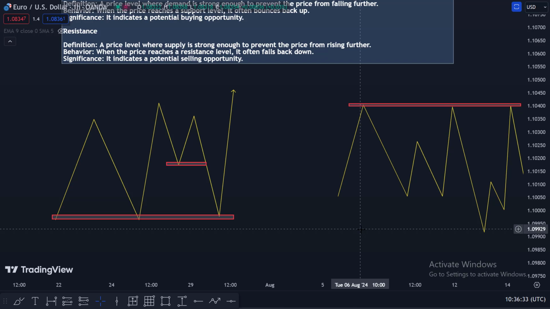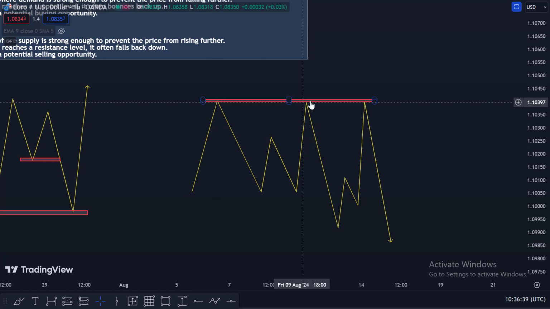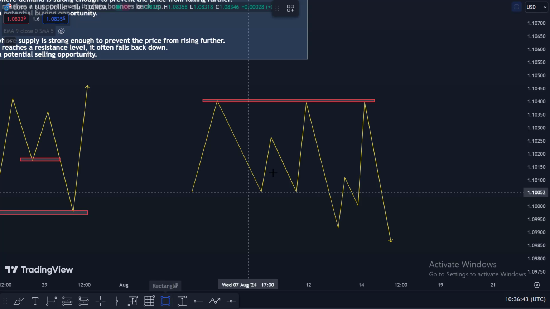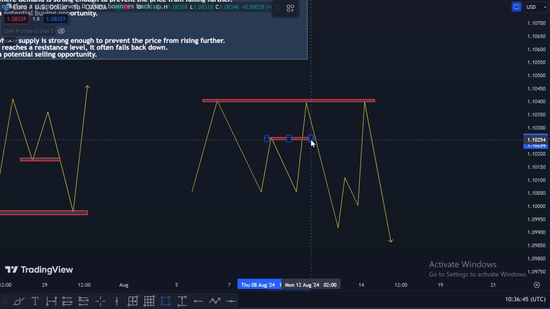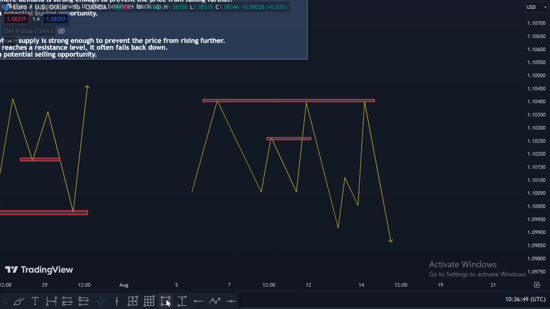So this is resistance, the same thing, the same concept, whereby that once price gets to a resistance, it sells, but not all resistance you can sell from. For example, this resistance failed. This resistance failed. This is also another resistance that failed. This is also another resistance that failed.